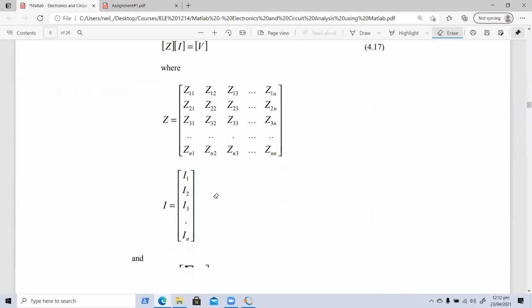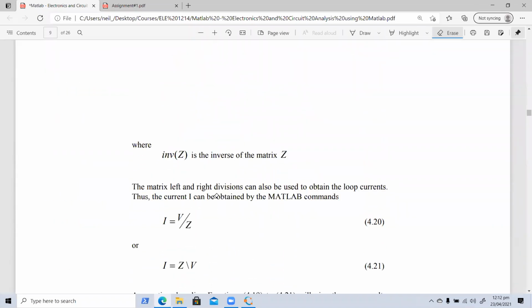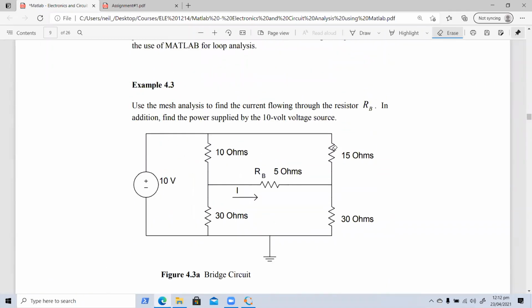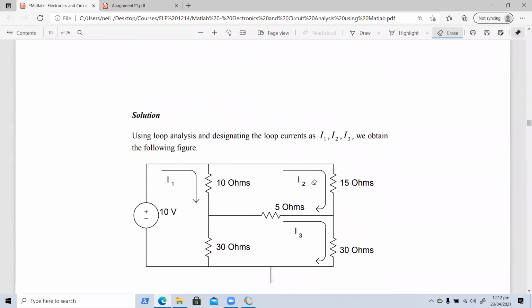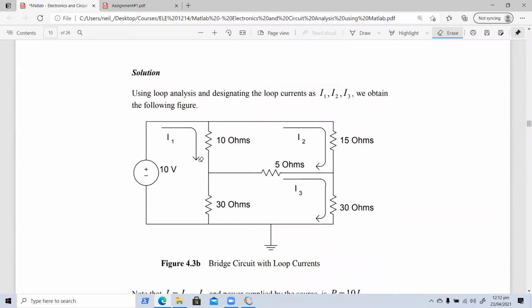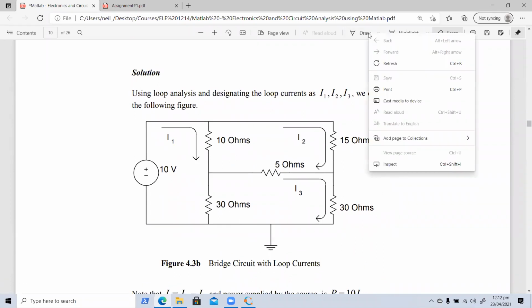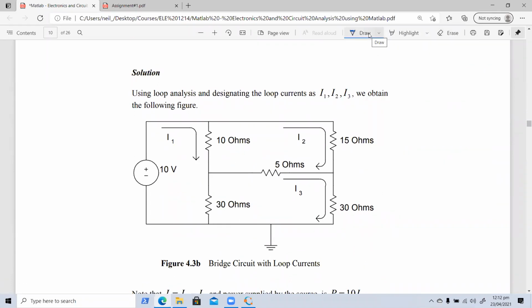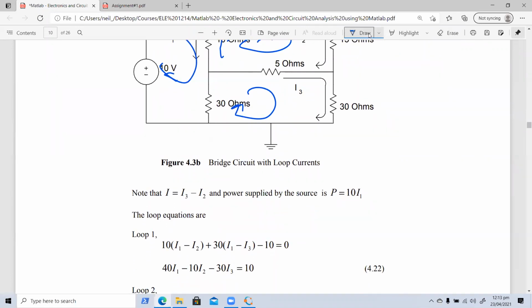And essentially you just create loops. You guys know how loop analysis works, right? You create your three loops, you generate your simultaneous equations, same thing. You do I1, I2, I3. I1, I2 flowing in this way, I3 flowing around this way. I1 is coming down this way and I2 is going up this way, so we have to do some subtraction there. We're going to have some interaction there.